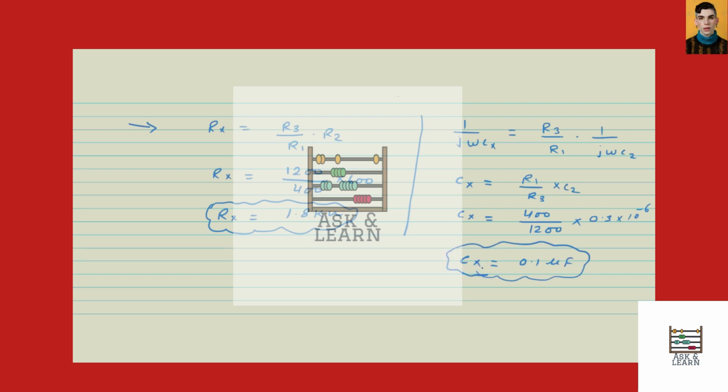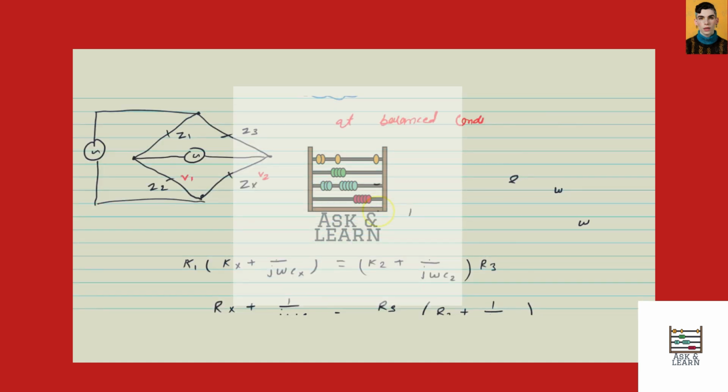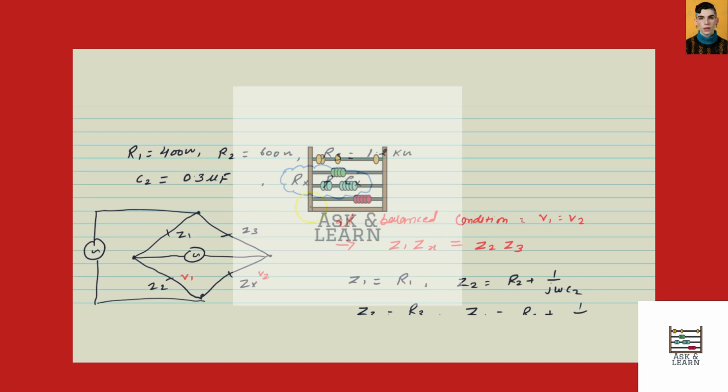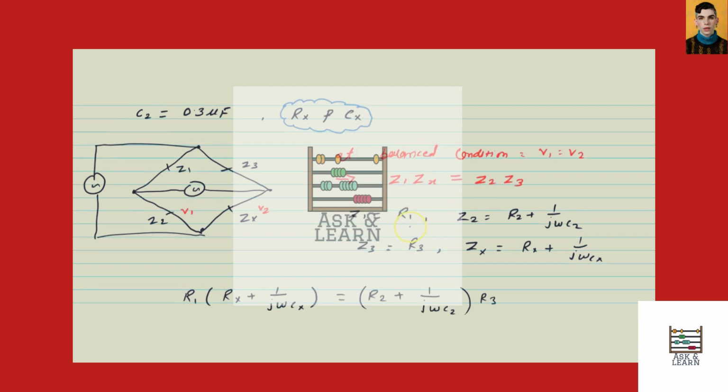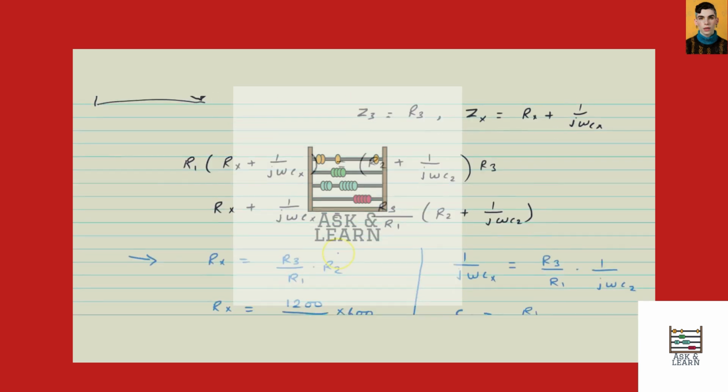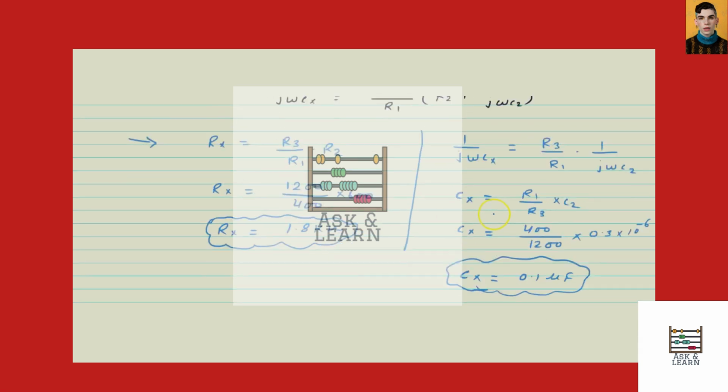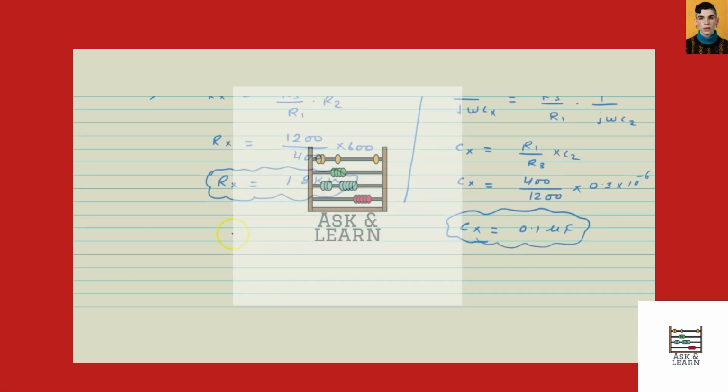So in this problem, the values of resistance R1, R2 and R3 are given, and we have to find the value of the unknown parameters Rx and Cx. So simply we have applied the balance condition. By putting in this balance condition, assuming Z1 equals R1, Z2 equals this function, Z3 and Z4, equating these functions, and separating the real part and imaginary part, we calculate the value of the unknown parameters Rx and Cx.